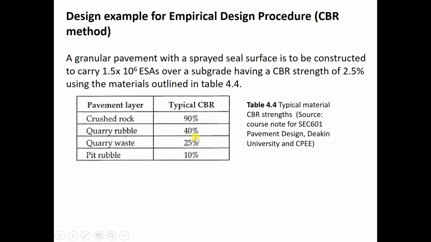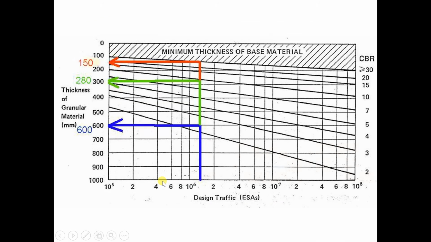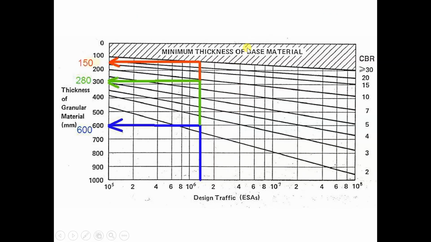It's actually 40%. We got the quarry rubber, because we're going to design for the 40%, 10%, 40%. 40% is the quarry rubber. So the red line: actually we need to go to 40, but the highest you can go is 30. So we just stop at 30 and then go left, which is 150 mm thick.